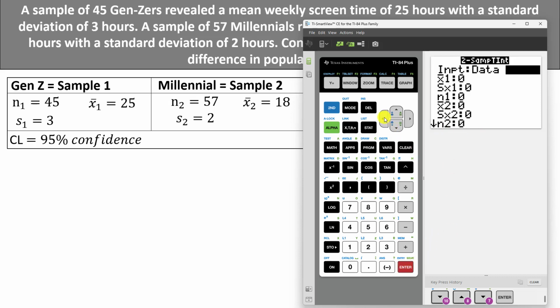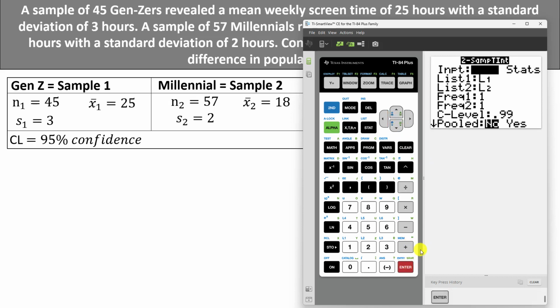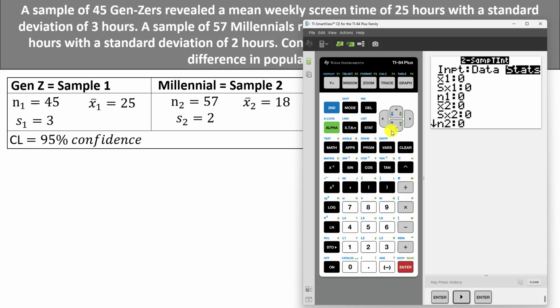You can either select data or stats. If you had data, you would have plugged it into your lists, but in this case we have stats. So we can plug in the stats. We have x bar 1, which is 25, s1, which is 3, n1, which is 45, x bar 2, which is 18, s2, which is 2, and n2, which is 57.